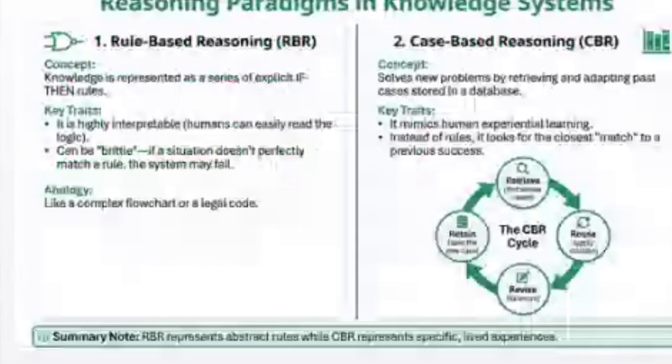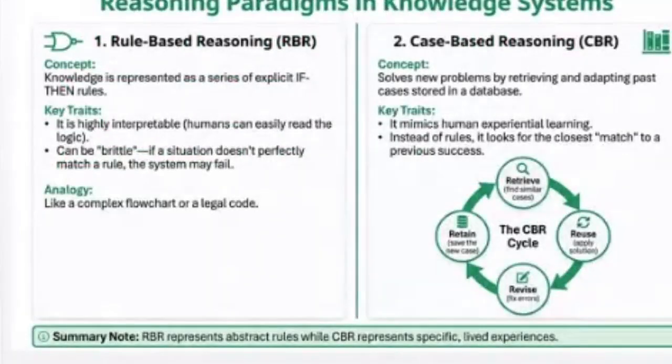So basically, when it comes to knowledge systems, there are two ways in which the paradigms of thinking or reasoning come into play. The first one is rule-based reasoning. Think of a medical system: if certain conditions are met, then a certain result has to be given out. That's an if-then statement, and that's what we call rule-based reasoning.